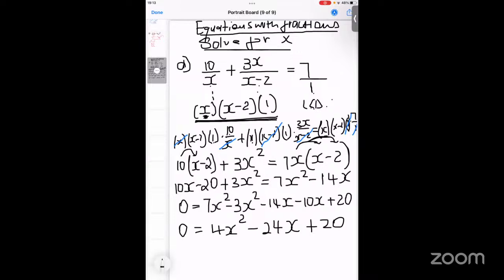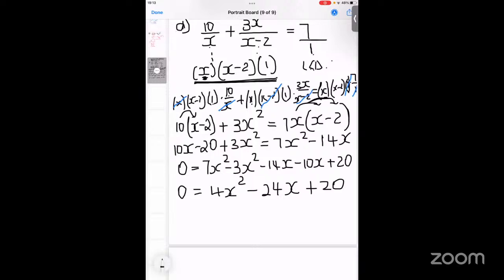But wait, can I not divide each term by 4? I think I can, because 4 goes once into 4. And then 4 goes how many times into 24? It goes 6 times. 4 goes how many times into 20? It goes 5 times. So it's like I'm dividing each term by 4. Then you can go ahead and factorize. This one should be easy to factorize.